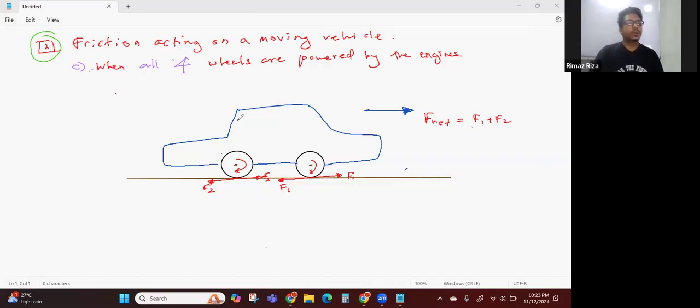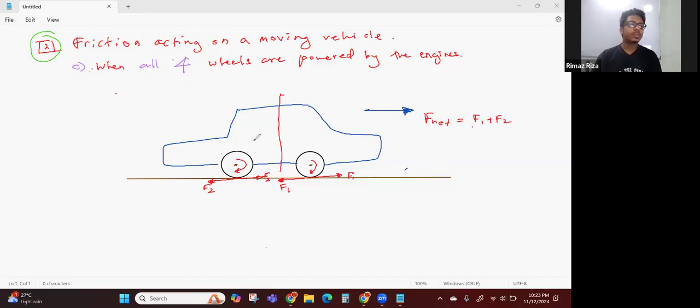Okay, so please correct it. Both can be equal to F1. For that, there has to be the same tires, and also the mass distribution has to be symmetric on both sides.